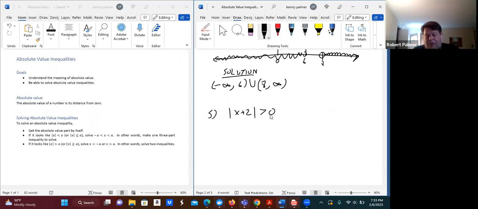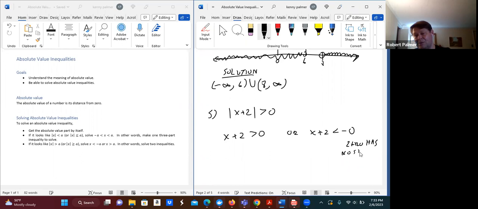Now it's a greater than, so in the same way, we follow the second one. It means two inequalities. It means x plus 2, whatever it is, has a distance greater than 0 from 0. So x plus 2 is greater than 0, or following the same way, x plus 2 is less than negative 0. Of course, 0 isn't negative, it has no sign. So this inequality would simply be x plus 2 is less than 0.